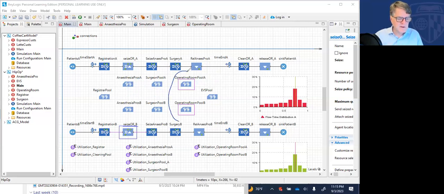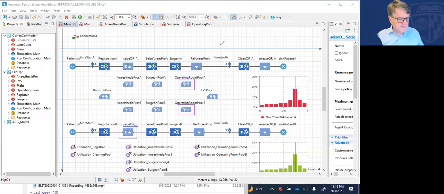But the one I'm going to look at is, what happens if we pool the ORs instead, put them into a common pool of 4 ORs, and surgeons can access any available OR. If there is one available, they don't have to wait for one in a track of 2. Now they can get access to all 4. Will that make a difference to performance? Is what we're looking at here.